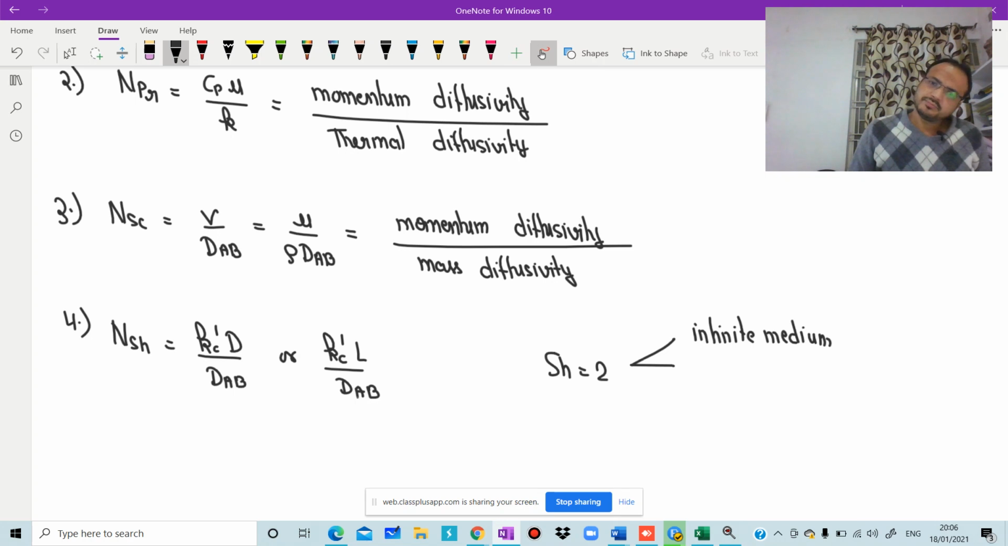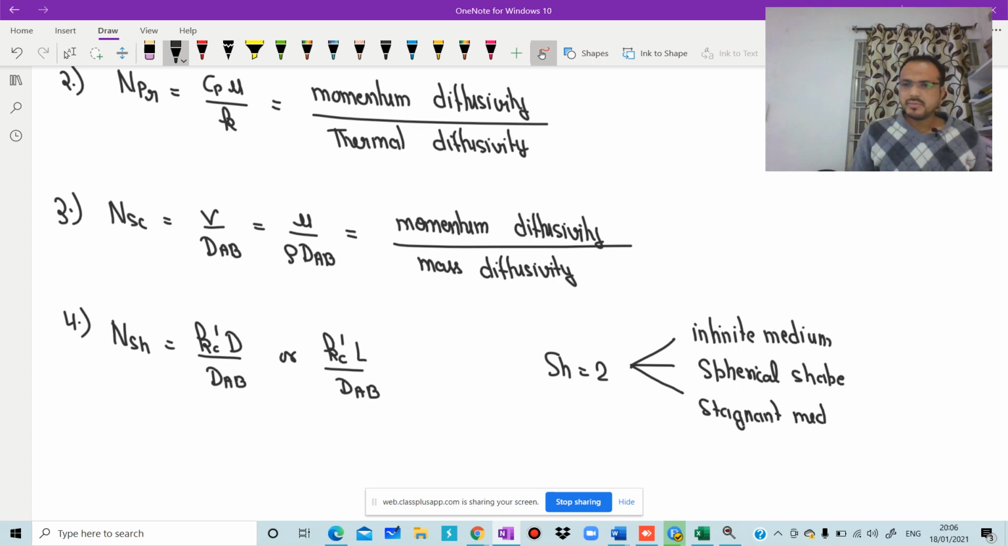Infinite medium. Second condition, spherical shape. And stagnant medium, so that's why the Reynolds number term will be 0. In GATE 2015, they asked one mass transfer question in this form, that form b into 10 to the power minus 3, and the answer was 1.1. We just need to put the value of Sherwood number equal to 2, and we will get this.